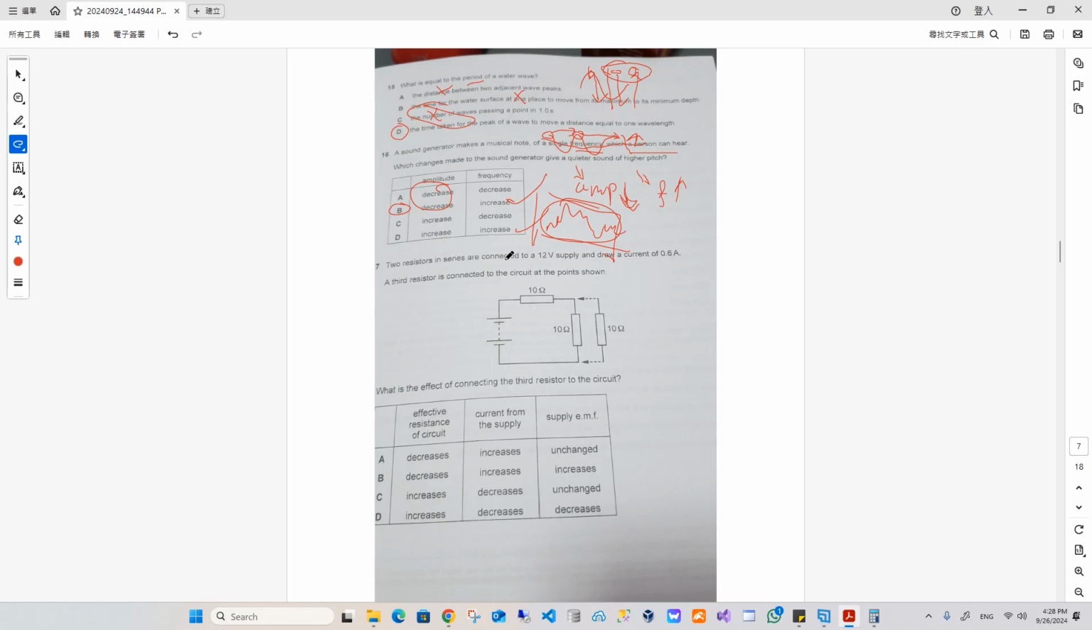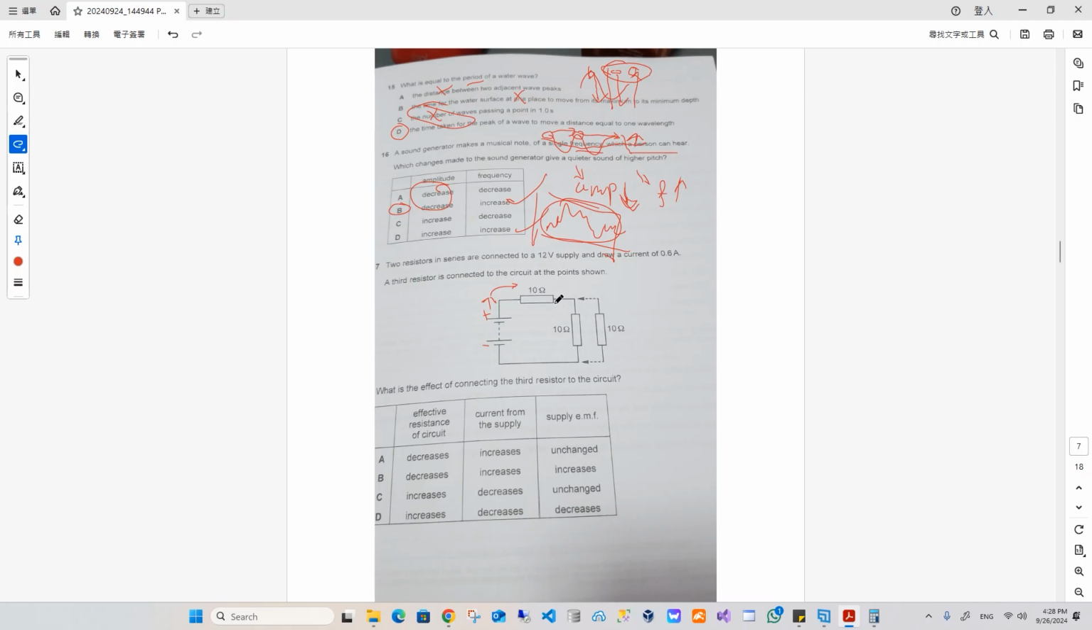Two resistors in series are connected to a 12 volt supply. Okay, two resistors in series. So check the battery first, because the battery is the one that drives the current, something like a water pump that starts to press the water to flow. It is positive here, negative here. So current will flow from positive, go over to negative. So in the beginning it's like that.